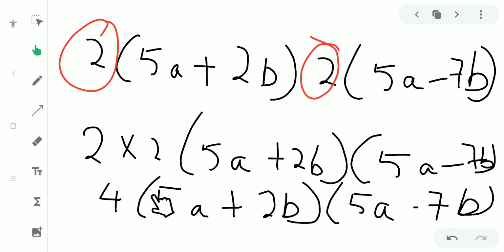So further simplification is not possible after here. So this will be the final answer. Here we are not going to take 2 common, but we are only multiplying. Please remember that.